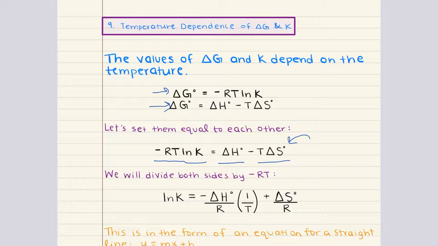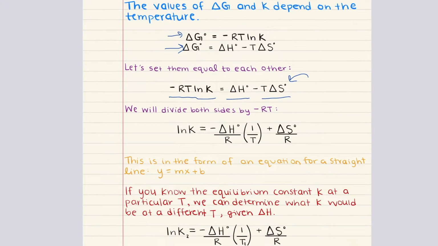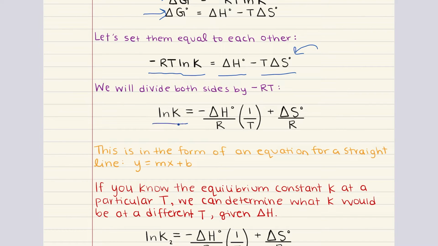What we're going to do next is divide both sides by negative RT. Now we have an equation that defines natural log K. This is equal to negative delta H divided by R multiplied by 1 over T plus delta S divided by R.